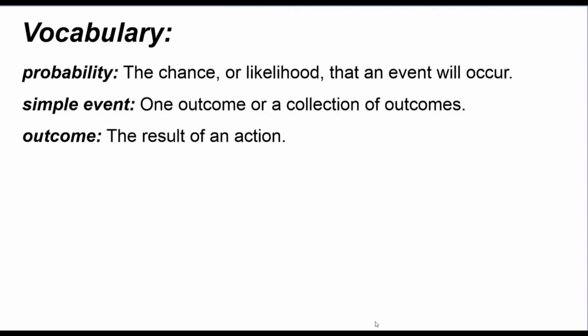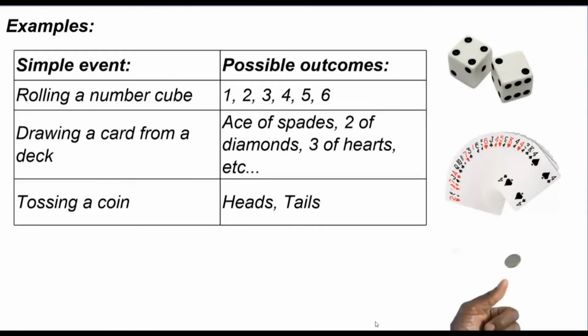Okay guys, in this video we are going to be talking about probability. And probability is the chance or the likelihood that an event will occur. And the types of events we're going to talk about in this video are simple events. And a simple event is just simply one outcome or a collection of outcomes, and an outcome is the result of an action. So to clarify some of these terms a little bit, I've got some examples.